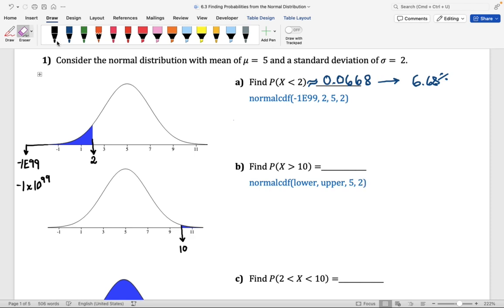Now what's going to be the upper and lower bound? Well, here we want the area above 10. Our lower bound is going to be 10. Our upper bound is going to be a really large positive value. Here, we're going to go from 10 to 1e99. 1e99 is the same as 1 times 10 to the power of 99, which is a really large value. Let me show you how to type this on your calculator.